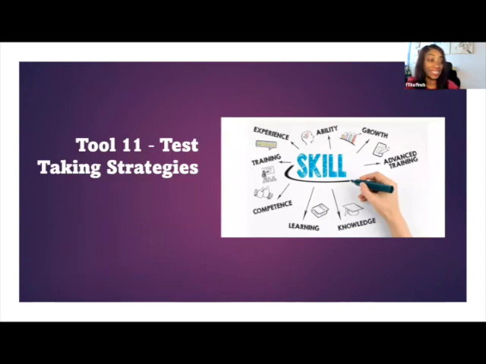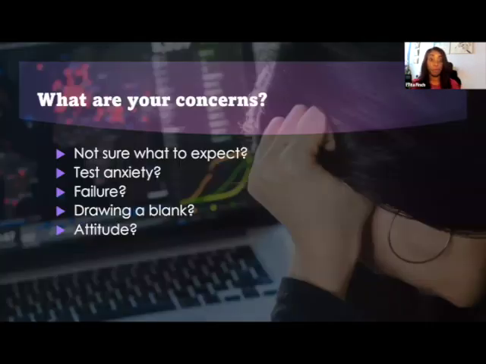Tool 11, test taking strategies. Now, you all know this, but let's call this a fun review. A fun review on some test taking strategies that should already be in your toolkit, and they just may need to be polished up a little. What are your concerns? Not sure what to expect, test anxiety, failure. So what are your concerns, right? The unknown is always scarier than the reality once some light is shed on it.